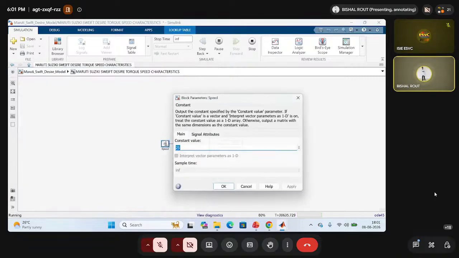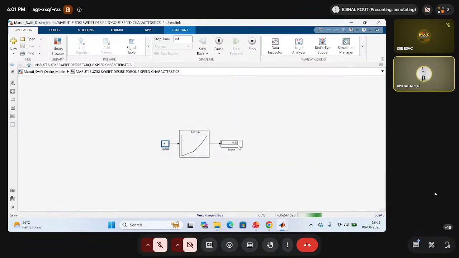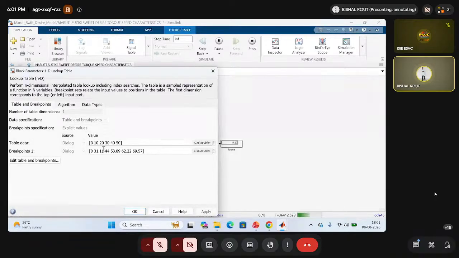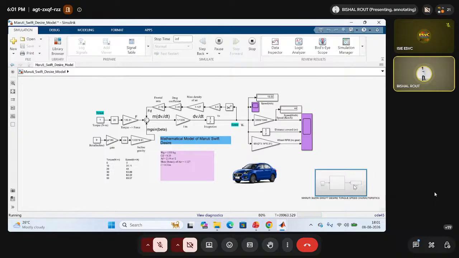Let us suppose I calculate it for 41 km per hour. I have never calculated for 41. If I apply and click okay, I'll get 17.67 Newton meter. So you can see, I had applied 41, and it is 17.67 Newton meter. That is the beauty of this lookup table. Now, you cannot use this complete model. You can use this subsystem basically for that model.